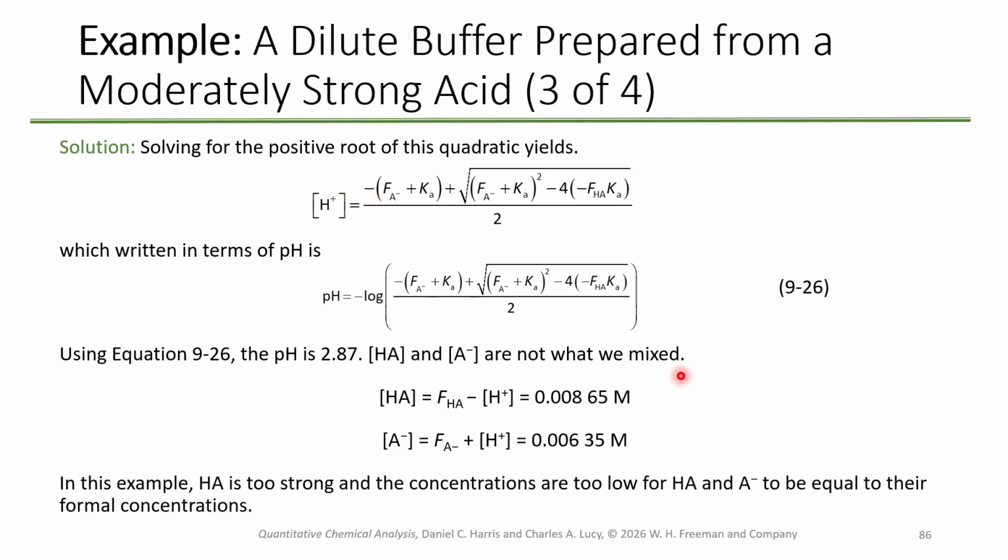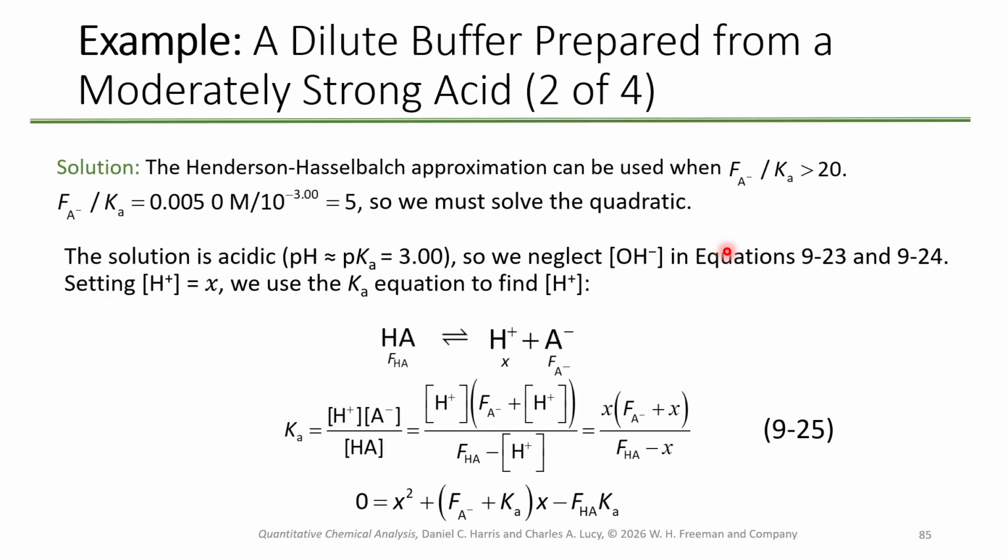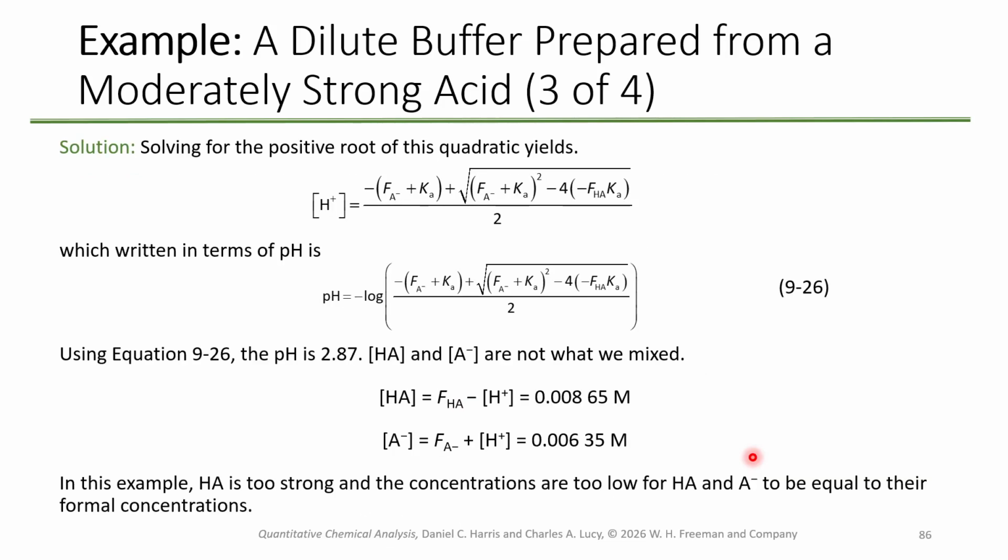So, using equation 9.26, which is right here, once we plug our values in, we solve this. I would not actually plug all this in at once. I would normally put the values in at each step and solve it down as much as possible. It's a little easier. But what we find here is the pH is actually 2.87.